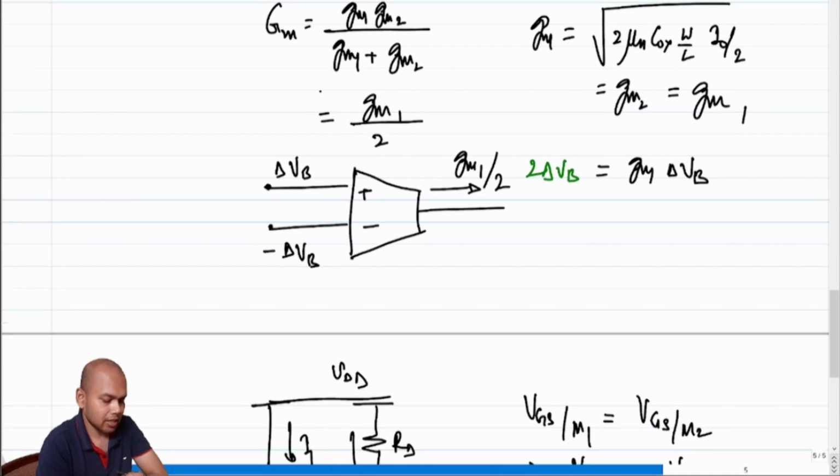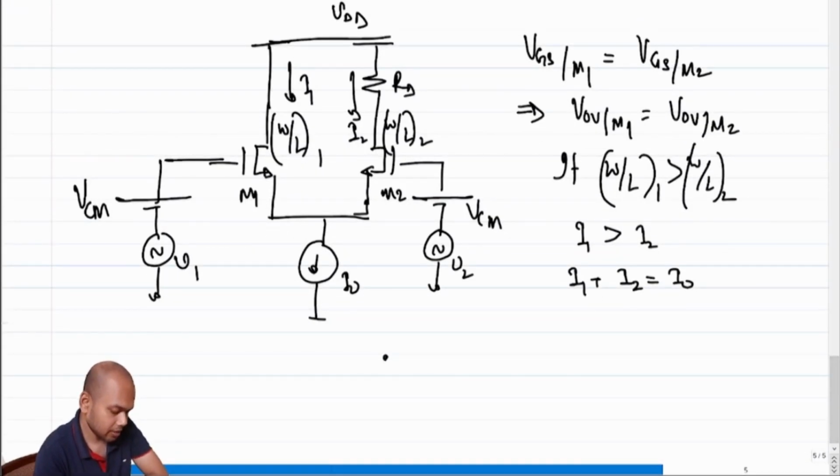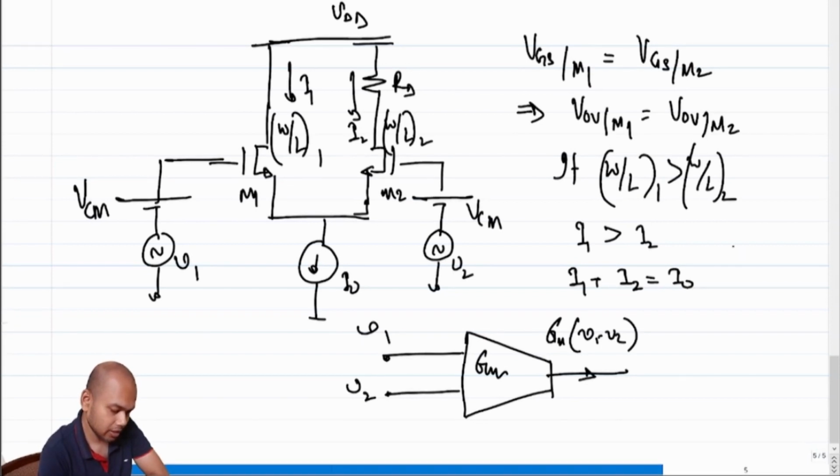Moment you know what the transconductances are, then you can effectively use the structure and say that in order to establish what is a small signal equivalent, I can essentially represent this guy as V1, V2, GM, where GM is GM1 GM2 by GM1 plus GM2. The current that is flowing out is GM times V1 minus V2. Where now note that GM is not identical. I mean, GM1 is not equal to GM2, right? So in this case, I have to say that GM becomes GM1 GM2 by GM1 plus GM2.